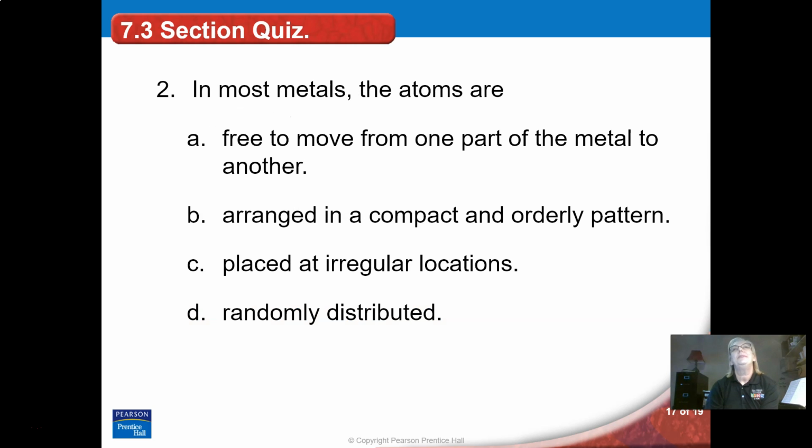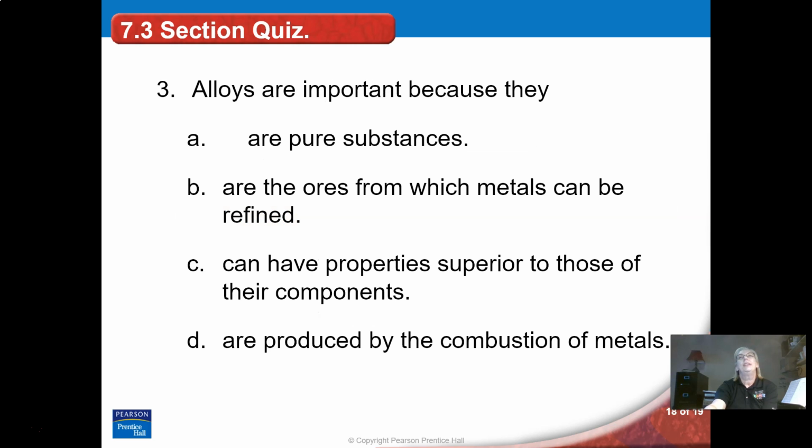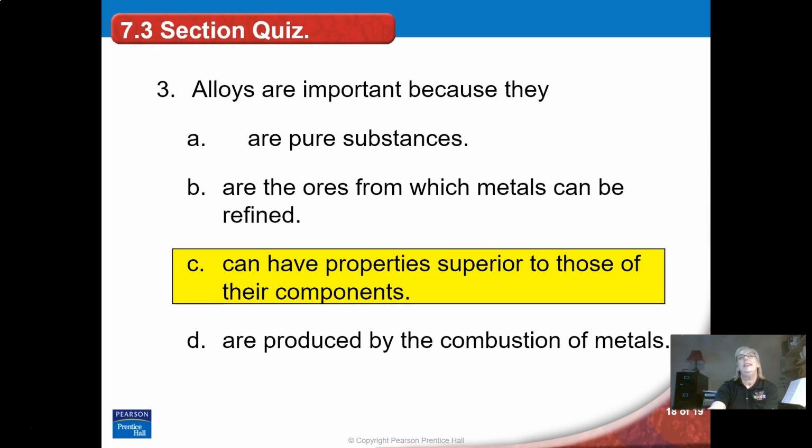In most metals, the atoms are. So what do you guys think? So they're arranged in a compact, orderly pattern, like the zinc was in a hexagonal pattern. And there's a body-centered and face-centered cubic patterns. And alloys are important because we use them because they can be stronger or better properties than the individual metal all by itself.